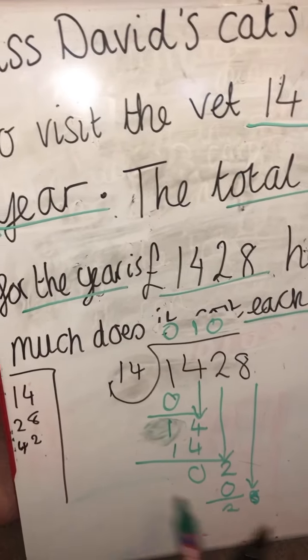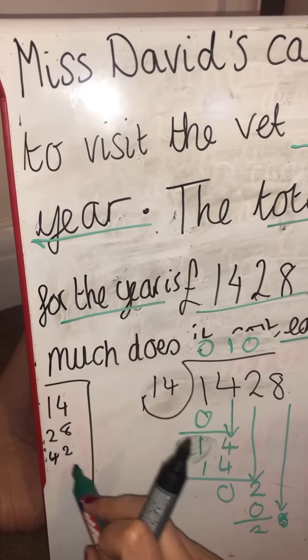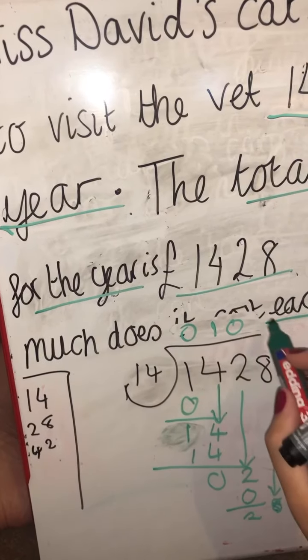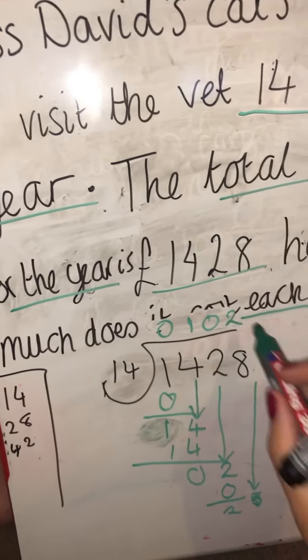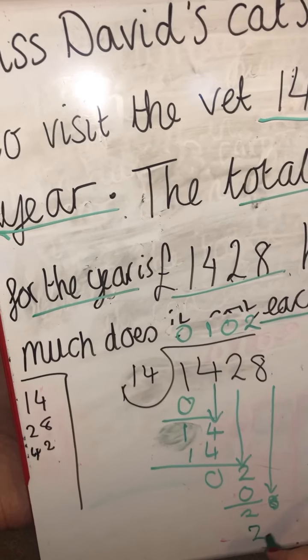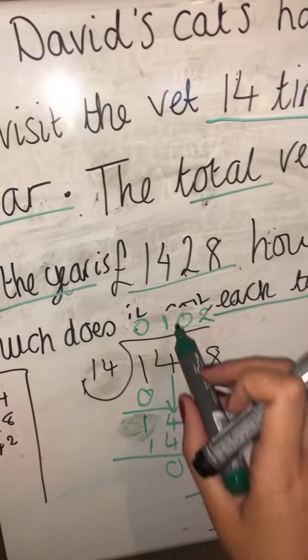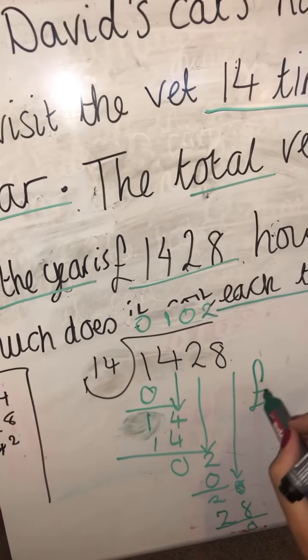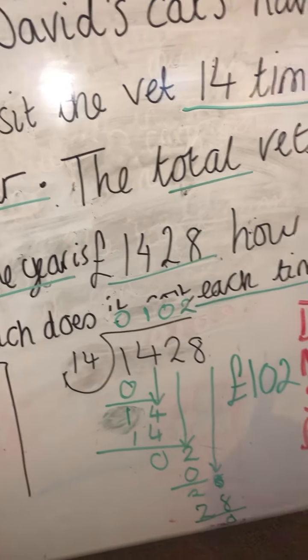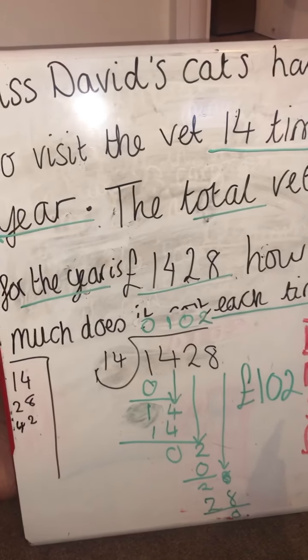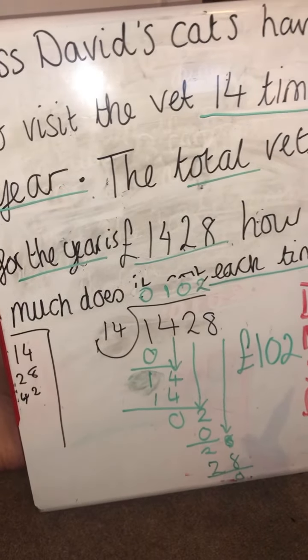14 into 28. Now I know, I did a little fact box earlier. I know that it's twice because 2 times 14 is 28. 2 up there. 2 times 14 is 28. Gives me 0. Therefore, it costs £102 every time Miss David takes her cat to the vets. That's an expensive vets, Miss David.